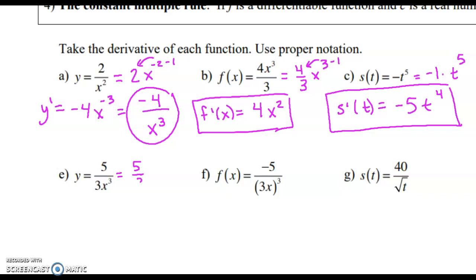This can be rewritten as 5/3, and then we need to bring that x up. Okay? So our derivative, we're going to bring down and multiply, and subtract 1. We do rewrite the negative exponent.